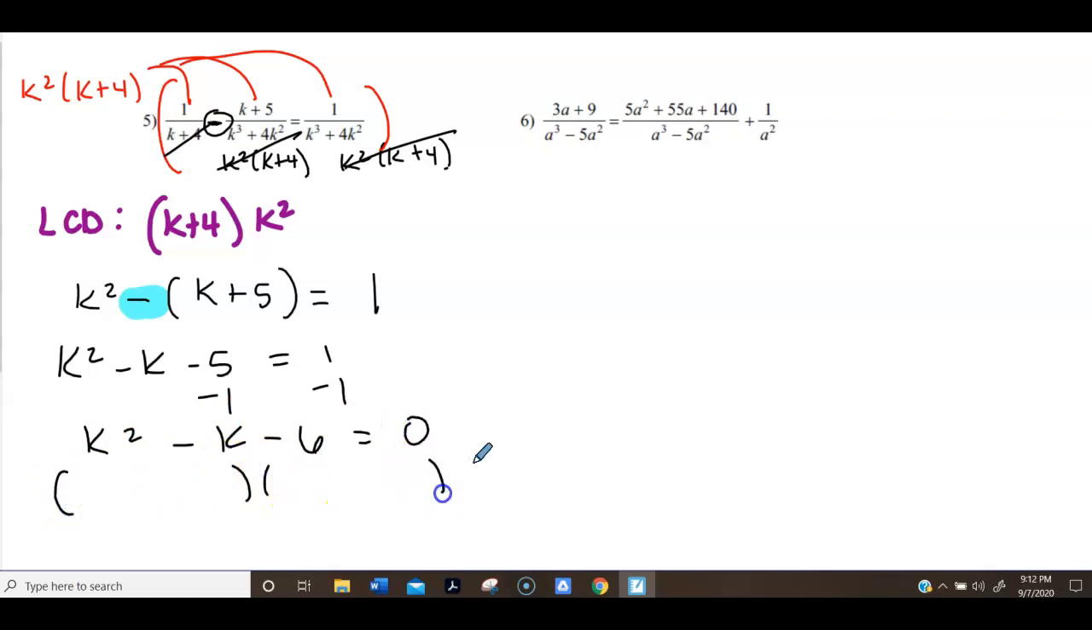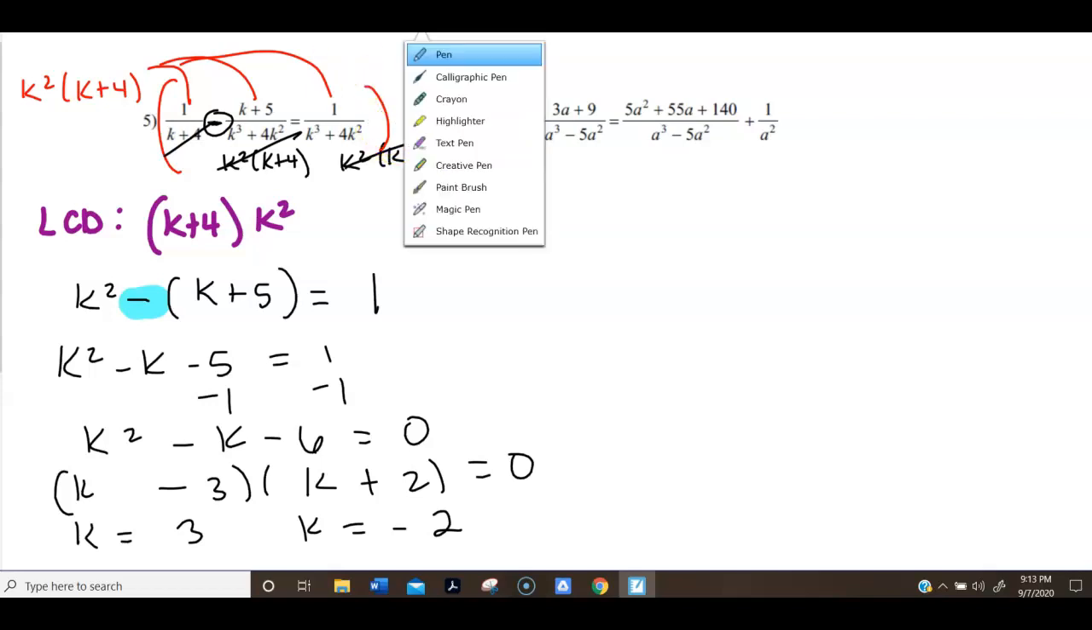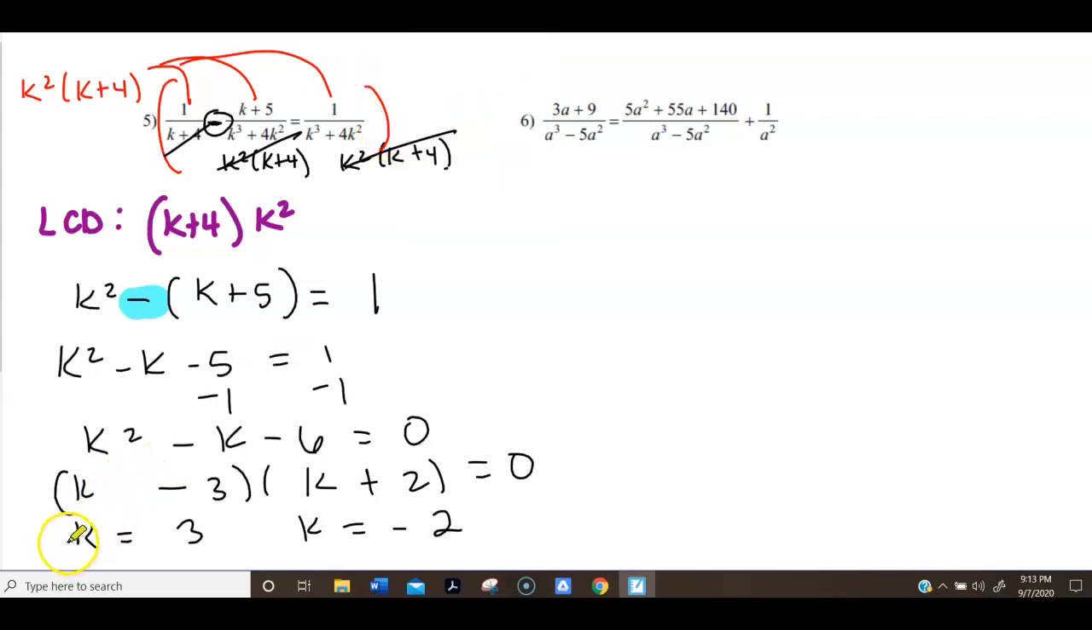I'm going to factor that. K times k is k squared. Looks like it's 3 times 2. The 3 is negative and the 2 is positive there. So put each factor equal to 0 and k is 3 and k equals negative 2. You do need to check it to make sure nothing goes to 0. If nothing does, then you are good to go and your answers are 3 and negative 2.